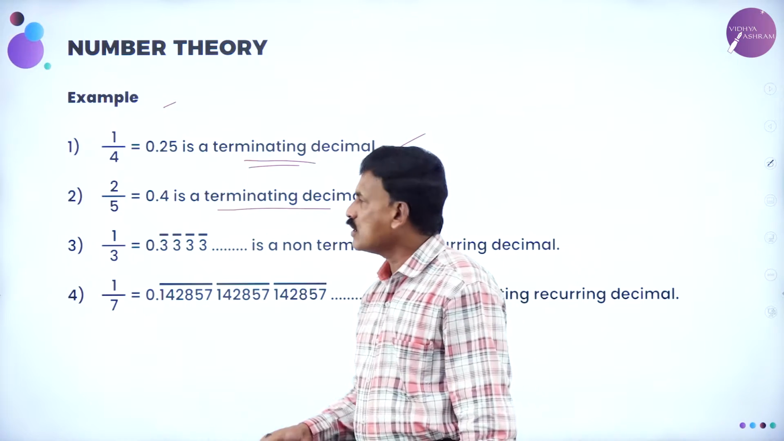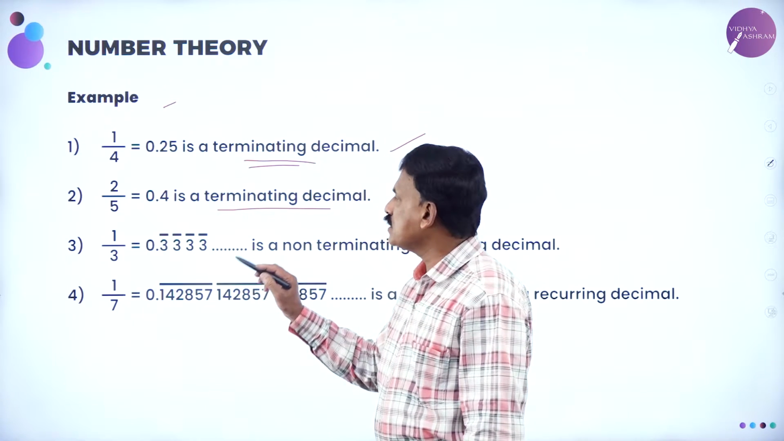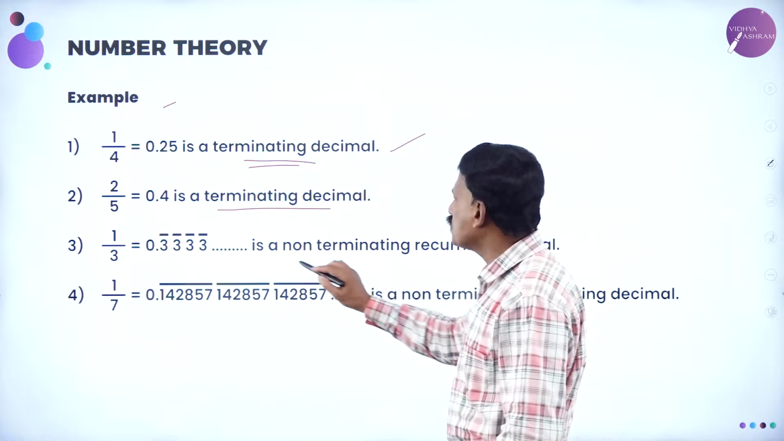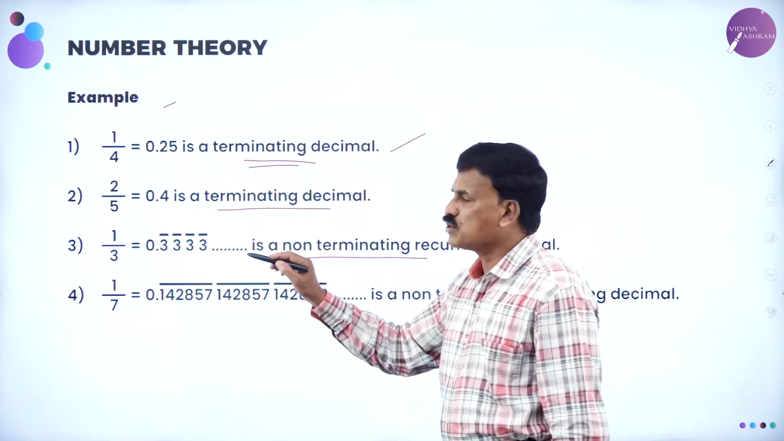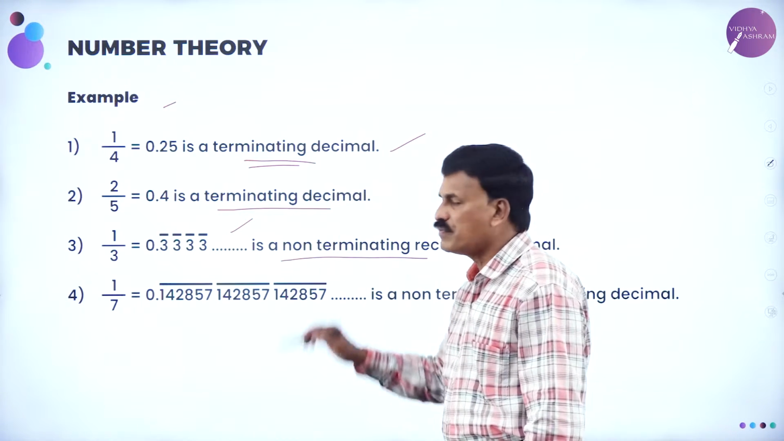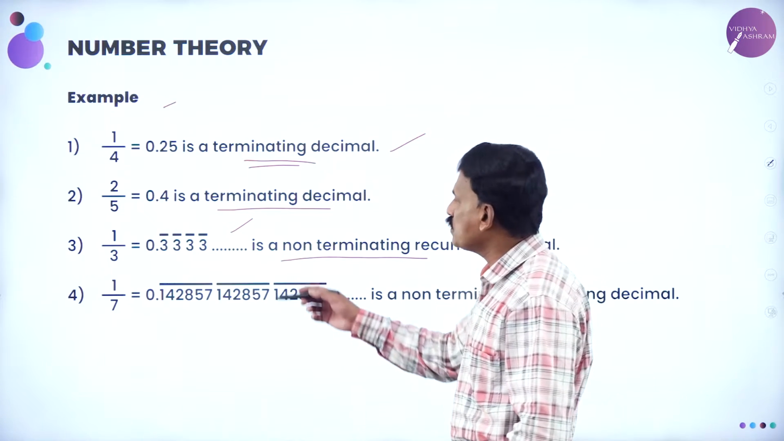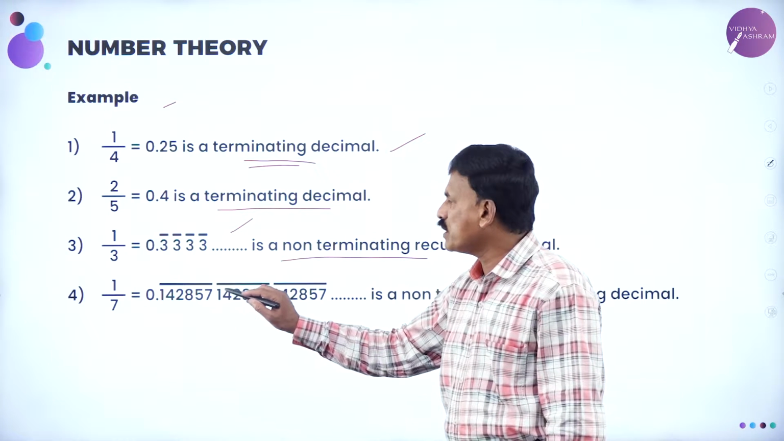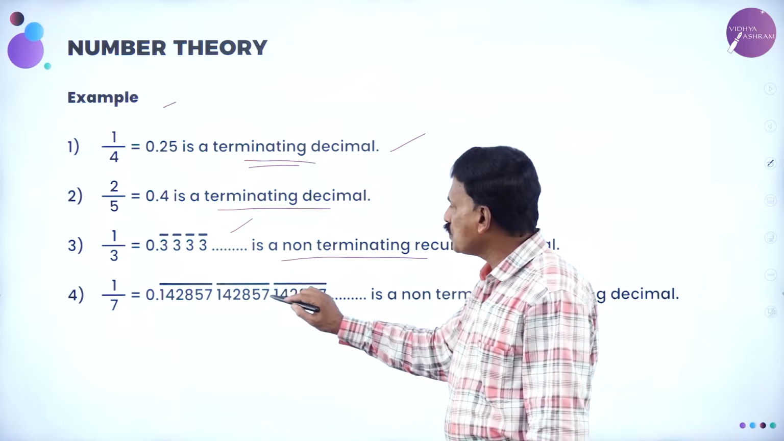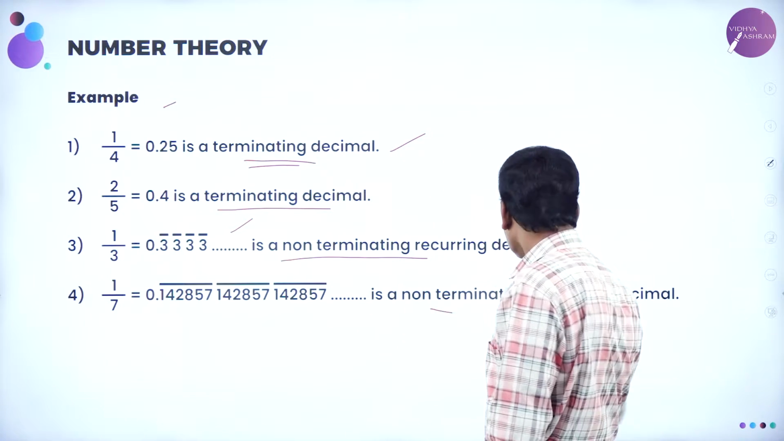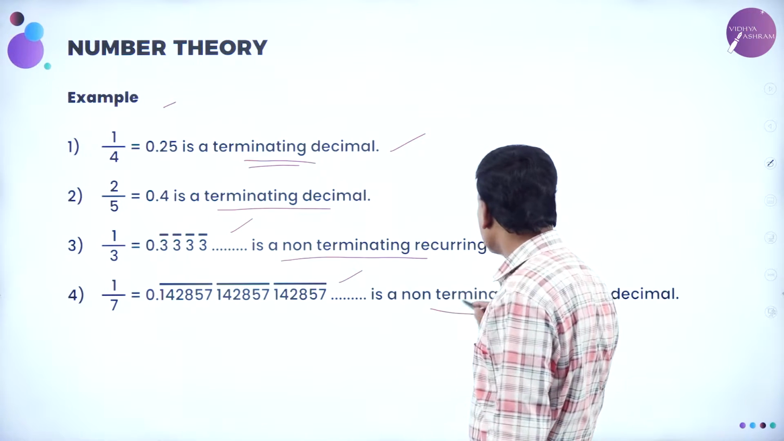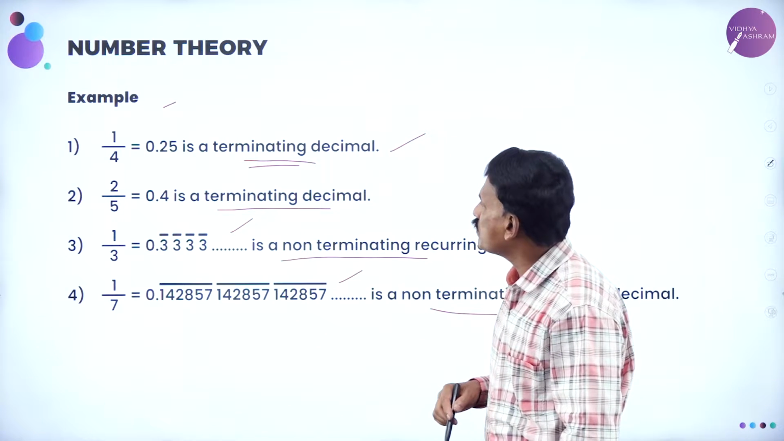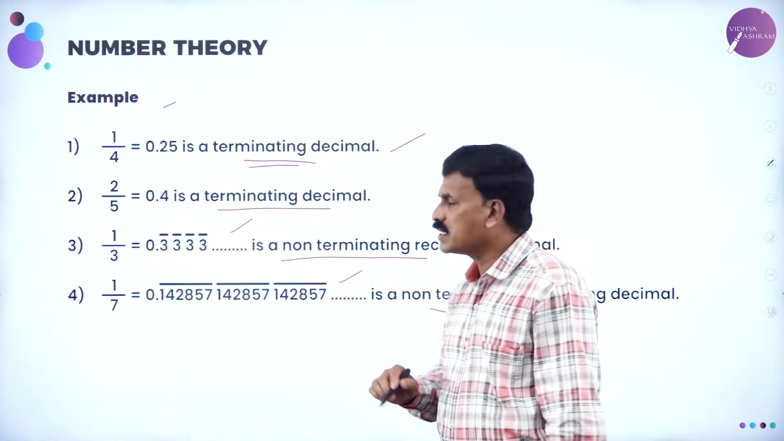It will terminate. Whereas 1 by 3, if you divide 1 by 3, you will get 0.3333, 333 up to infinite terms. So it is a non-terminating decimal. 0.333 and so on is an example of non-terminating. It won't stop. It will repeat 333. Similarly, 1 by 7. If you divide 1 by 7, you will get 0.142857, again 142857, again 142857. So it will repeat. Therefore, this is also an example of non-terminating recurring decimals. So these are the examples for terminating and non-terminating recurring decimals.